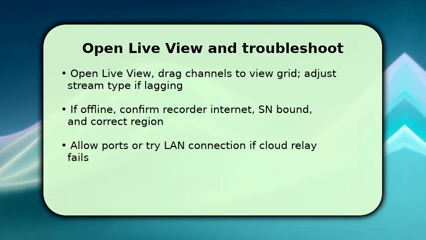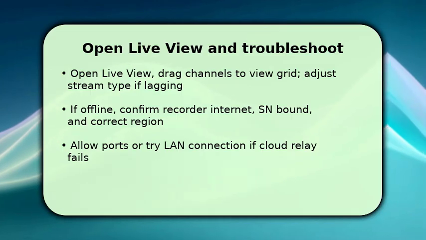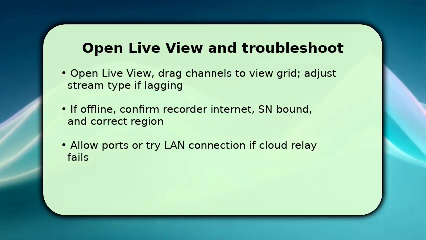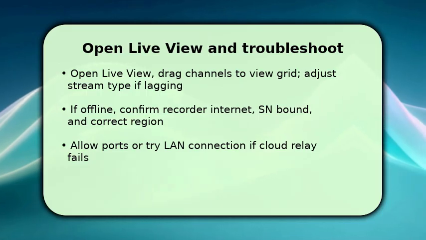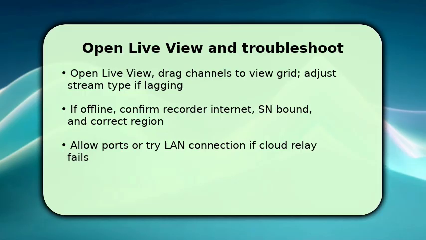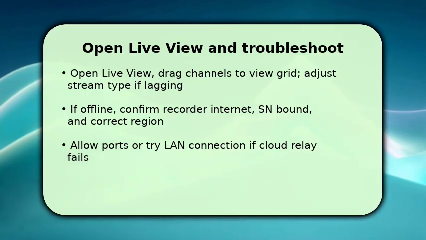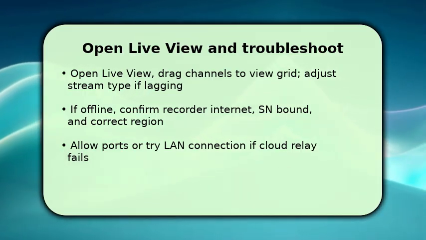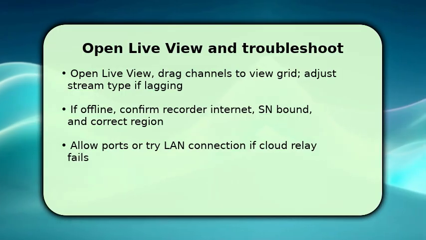If a camera is offline, first confirm the recorder shows cloud service active, internet uplink is stable, and the SN is still bound to your account. Region mismatches often block access. If the cloud relay fails repeatedly, temporarily test a LAN connection or enable required ports on your router.